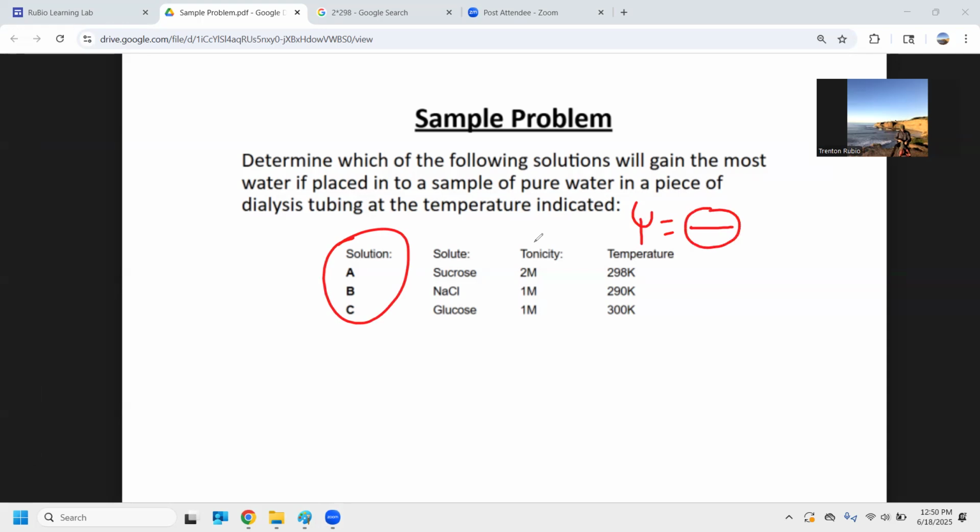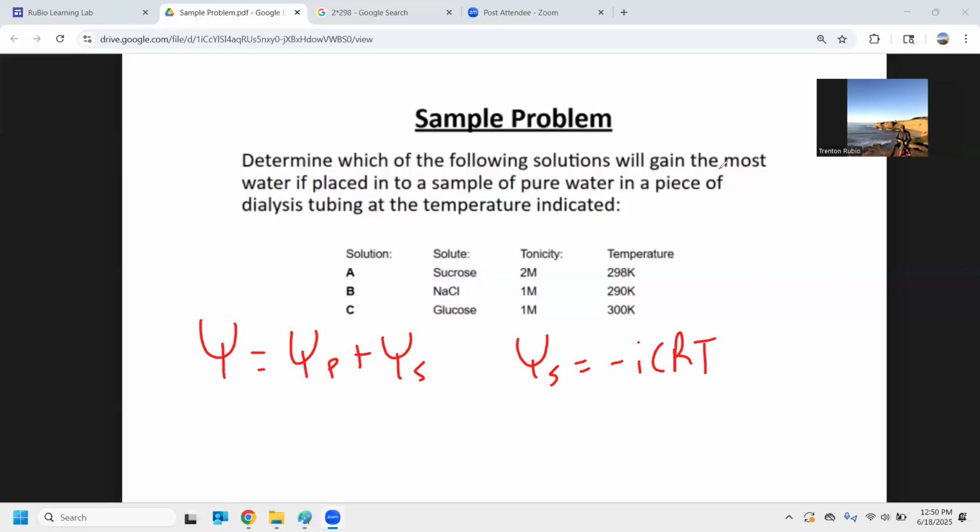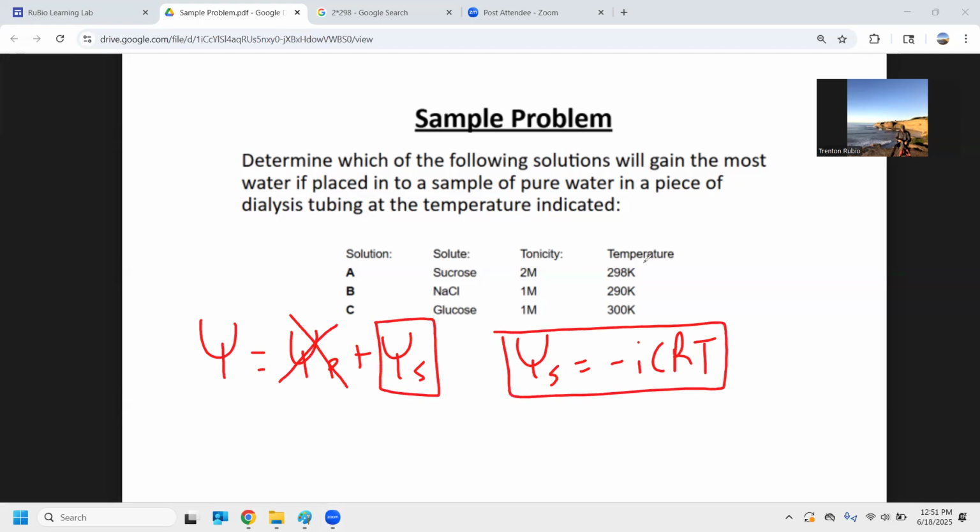Why don't you take a second to see if you can draw the two equations? What are the two equations that we'll need to solve this? All right, here are the two equations that we'll need. In this case, we're assuming it's an open container. How can we assume that? Even if it doesn't tell us, there is no pressure potential given to us, so we're assuming it is equal to 0. All we need to find is the solute potential using this equation. Go ahead and set up this equation and plug in the values for each component for each solution.